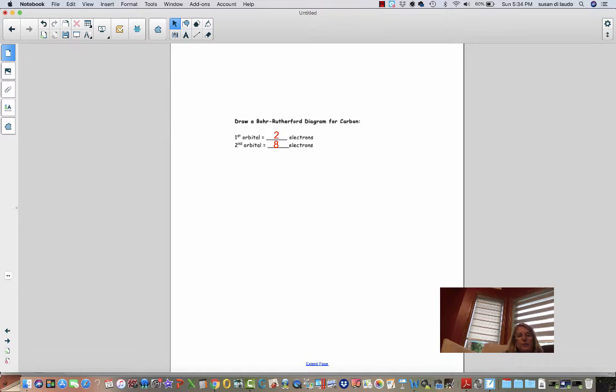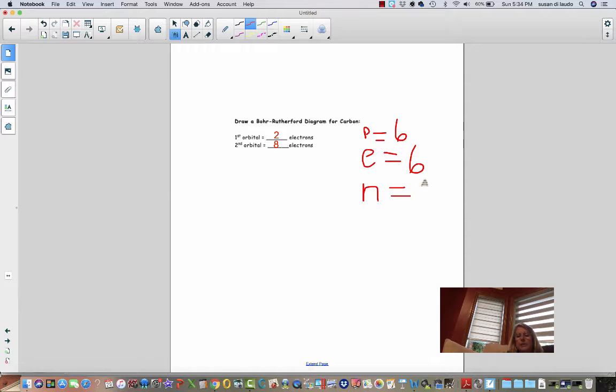What I need to do for drawing my Bohr-Rutherford diagram is remember, okay, I know in carbon, my protons were 6. My electrons, because in any neutral atom, protons equal electrons, positive charge equals negative charge to give you a neutral. And my neutrons in this case was 12 minus 6, my atomic mass minus my atomic number, so it also turned out to be 6, but remember that doesn't happen in all elements. It doesn't always work out to the same number.